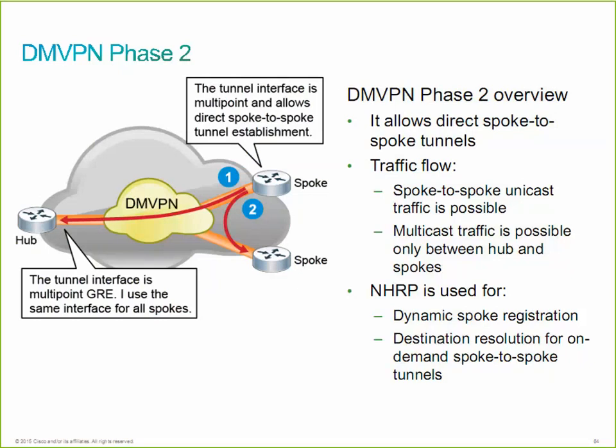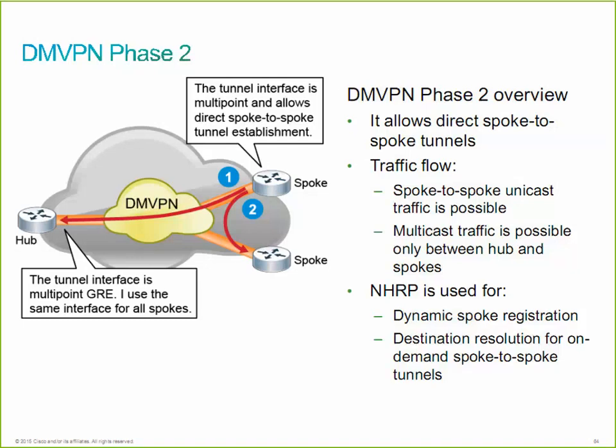Now, what does that mean from a dynamic routing protocol perspective? It means no adjacencies between routers at the spokes. So you're only going to see adjacencies between the hub and the spoke. It doesn't mean you can't have adjacencies between spoke routers. They just can't be dynamically created. You have to statically configure your neighbor relationships from spoke to spoke.